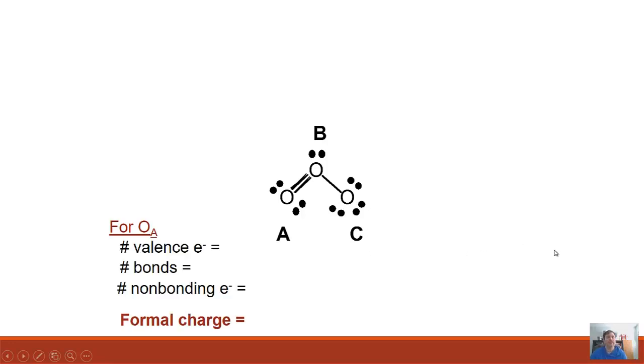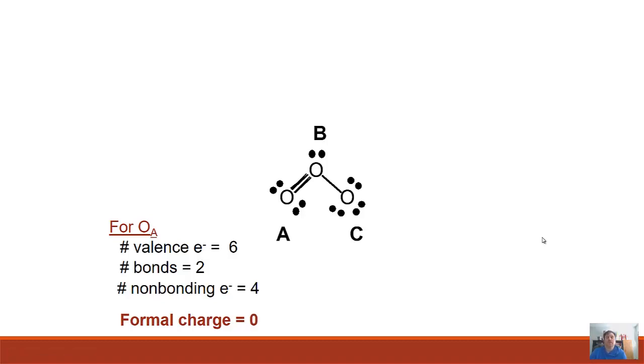So A here, oxygen we know has 6 valence electrons. How many bonds does it have? It has 2 bonds, or 2 lines. Remember, they're shared equally. It's 4 electrons, but it's 2 bonds, so I call it 2. And then we have 2 lone pair electrons there, and 2 here, for a total of 4 non-bonding. So 6 minus 2 minus 4 is 0.